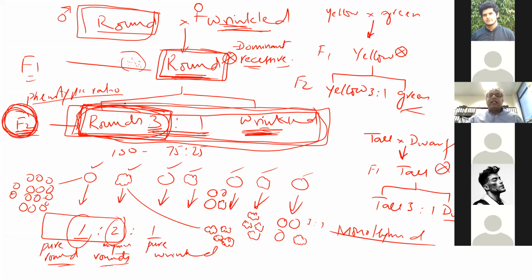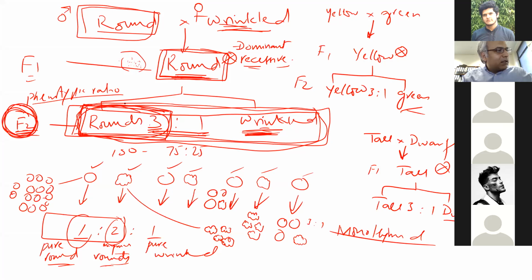Okay. Now, आपका नाम क्या था जिसने सवाल पूछा था? Abdullah. जी, Abdullah. Abdullah, so next few steps will tell you how we link this 1:2:1 with the phenotype.